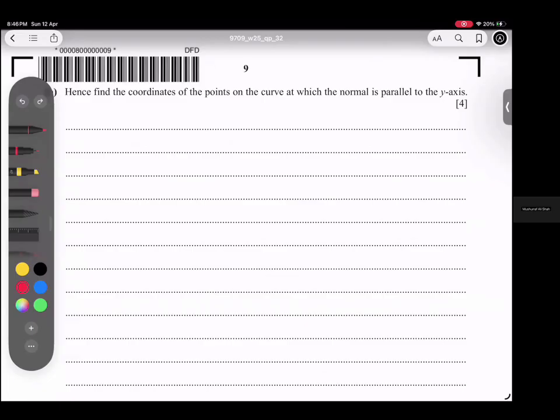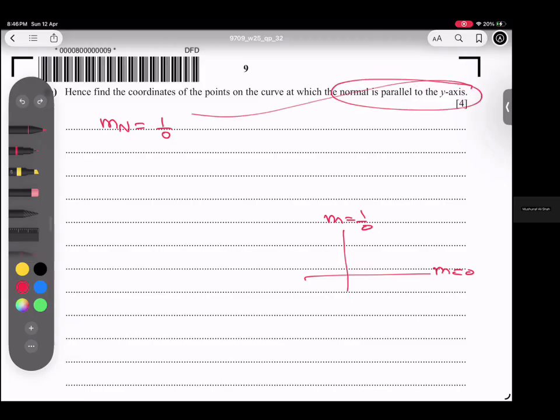Interesting part. If the normal is parallel to the y-axis, it means the normal gradient is 1 by 0. The reason: parallel to the x-axis is 0 gradient and parallel to the y-axis is 1 by 0 gradient. So he has given that the normal is parallel to the y-axis, so it means the normal gradient is 1 by 0.